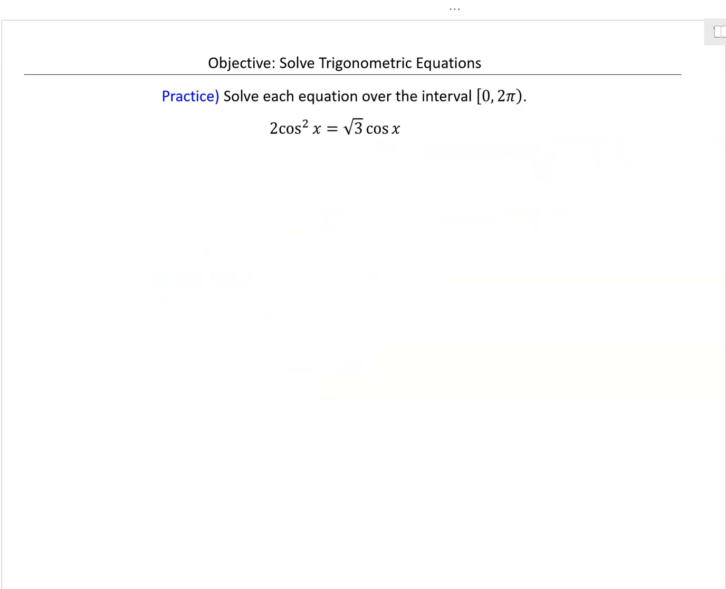Here is another practice problem. Pause the video and give this one a try. All right, let's see what we've got here.